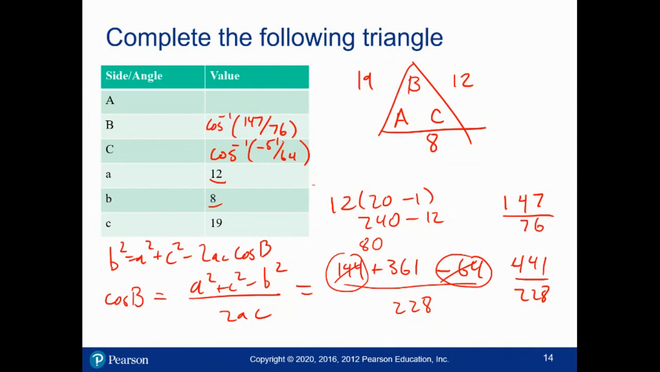And now notice I have 2 angles. So what's the third angle? Well, it's going to be pi minus B minus C.